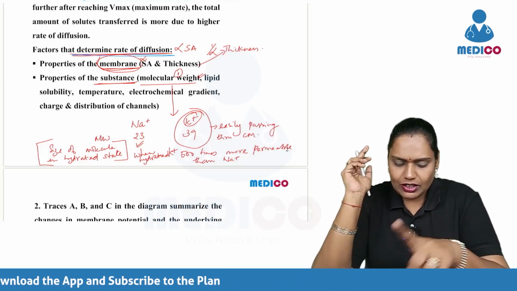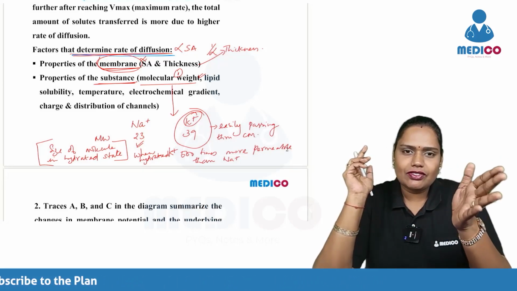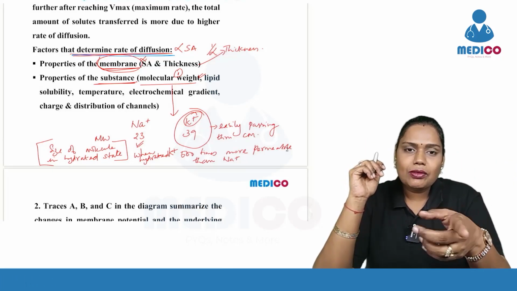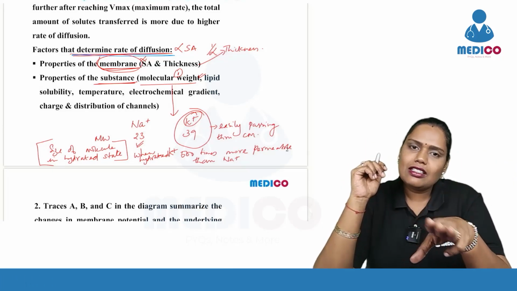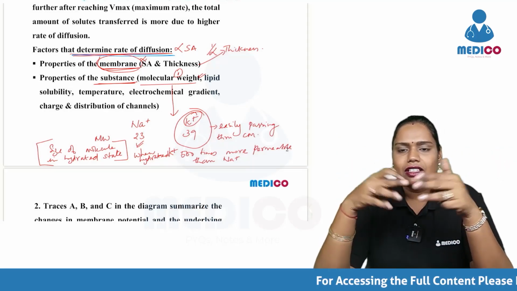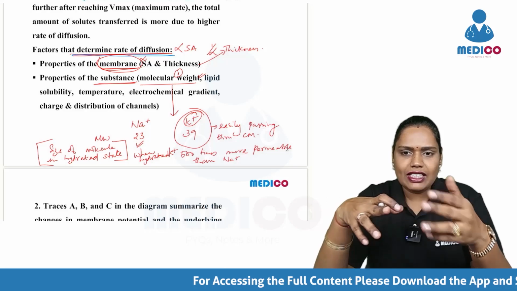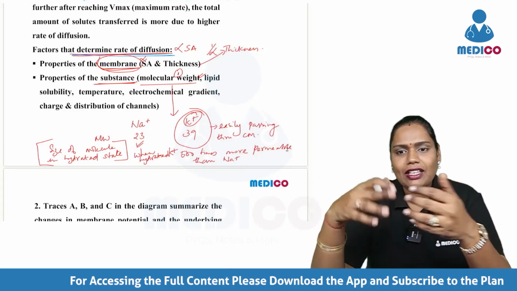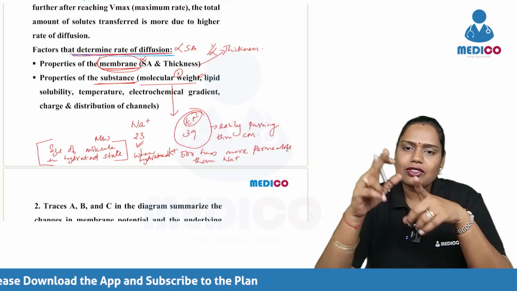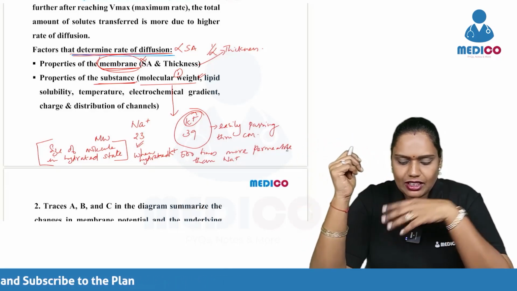of sodium. Okay, so among those properties which determine the rate of diffusion, one is the molecular weight and size of the particle when it is hydrated. Next is lipid solubility. We all know anything that is lipid soluble is going to cross through the cell membrane very easily. So the rate of diffusion is going to be higher. Temperature, increase in temperature is going to increase the rate of diffusion.